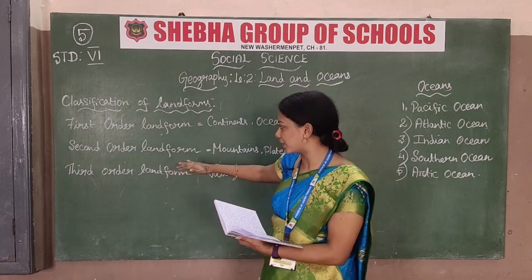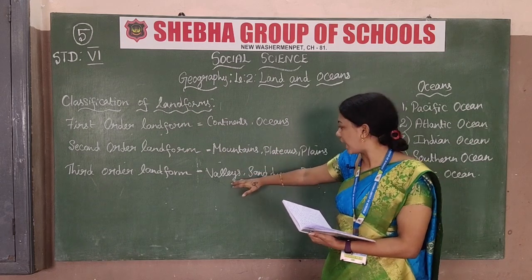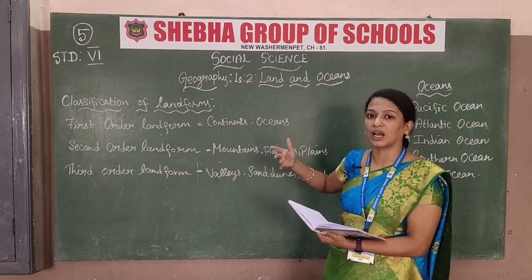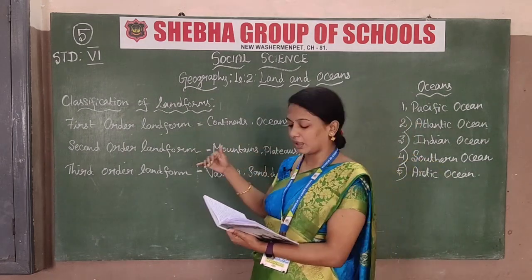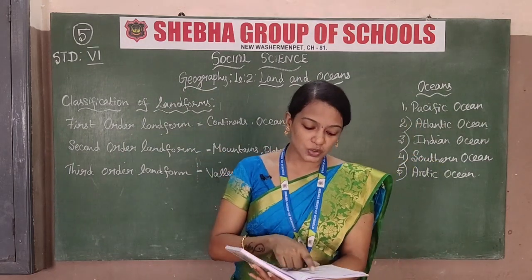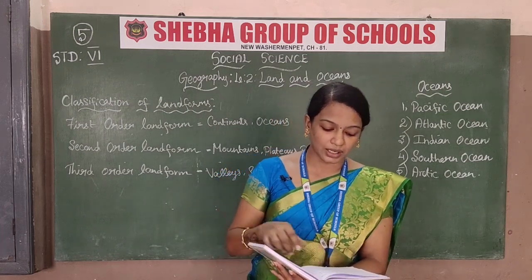We saw second order landforms, mountains, plateaus and plains. From those, valleys, sand dunes and beaches are formed, because of erosional and depositional activities of rivers, glaciers, wind and waves.